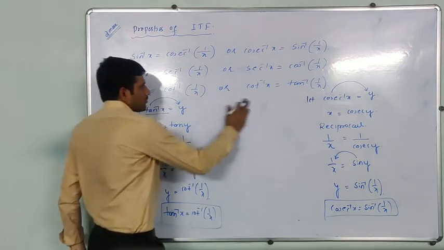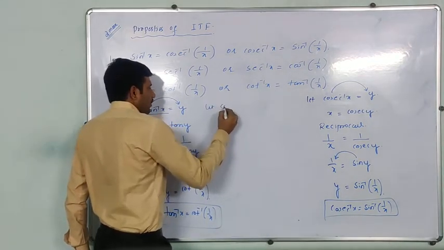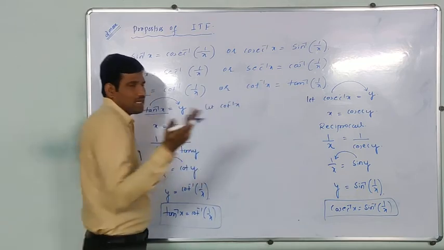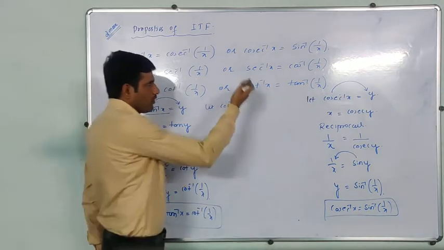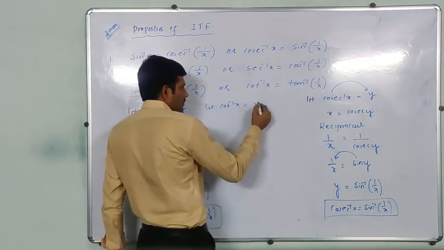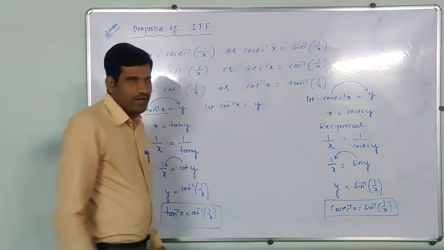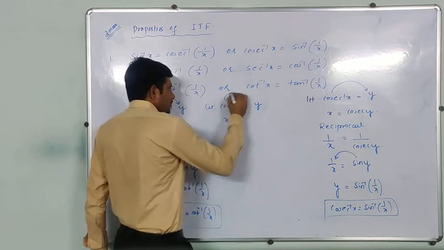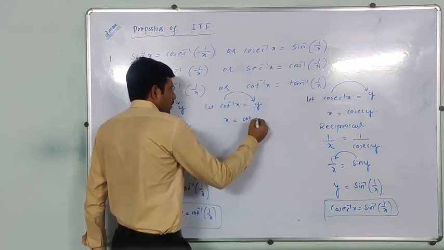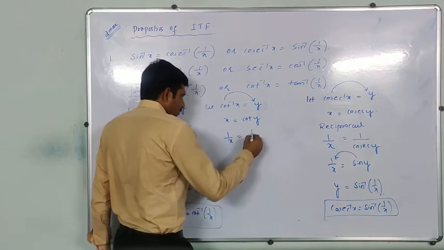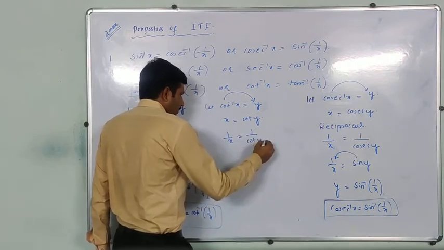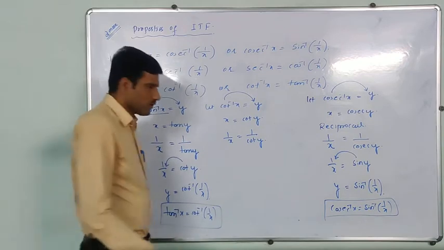Similarly, we can do the other. Take cot inverse of x. In the exam, they may ask any one. The procedure is the same for all the derivations or all the proofs. That is cot inverse of x. I will take it as y. So then, what is x? Take this cot inverse here. So that is cot y. Make it reciprocal. So that is 1 by x is equal to 1 by cot y. Right, so the procedure is the same.